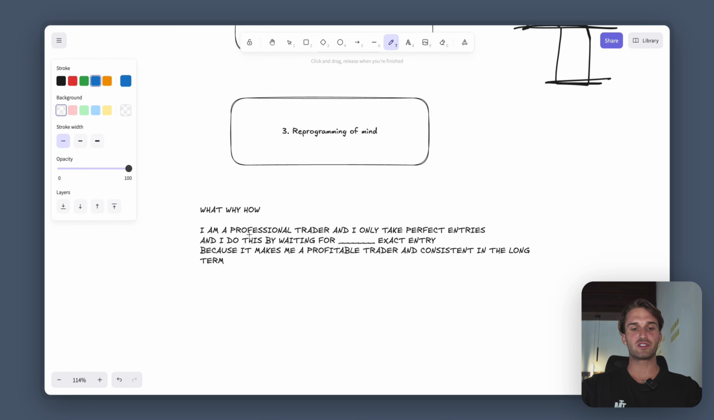I am a professional trader and I only take perfect entries. And I do this by waiting for, that's where you insert your perfect exact entry, signal bar and break of signal candle high or low. And I do this because it makes me a profitable and consistent trader in the long term. And that's the reason why you're doing it.